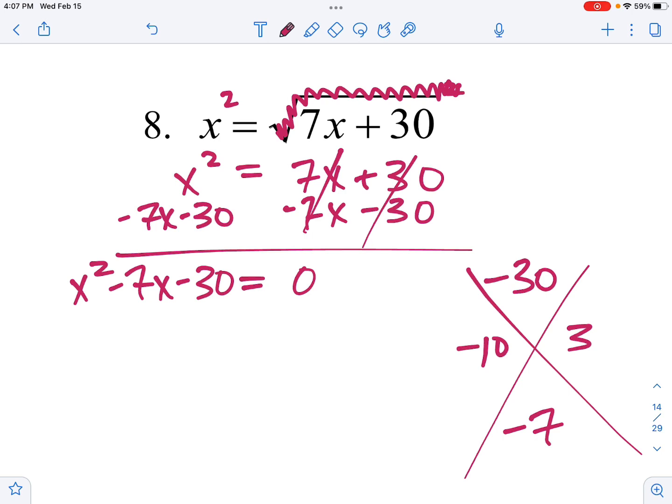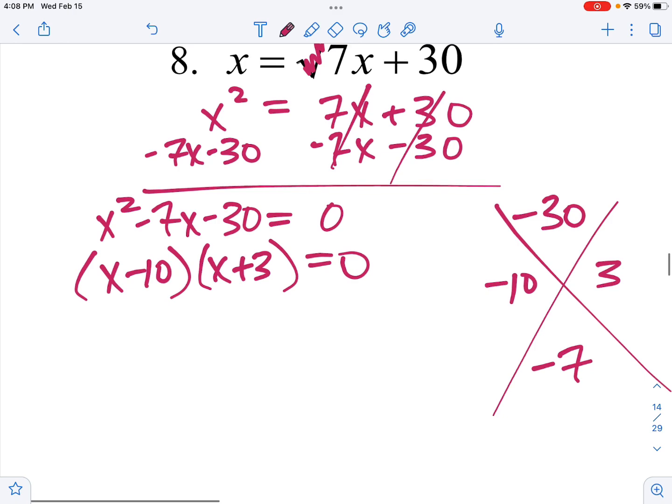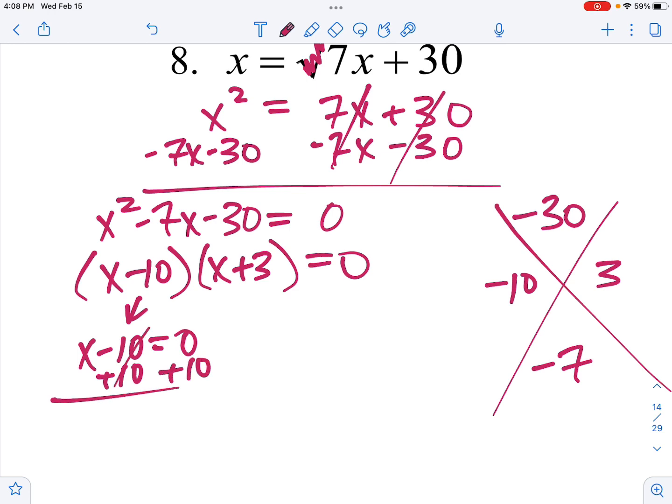Okay, so once you come up with those two numbers, you use them in your factored form. x minus 10 and x plus 3. This exact number goes here. This exact number goes here. If you do enough practice of these, you guys, you got it. It becomes very methodical. I'm going to add 10 to both sides. So one of my answers is 10.